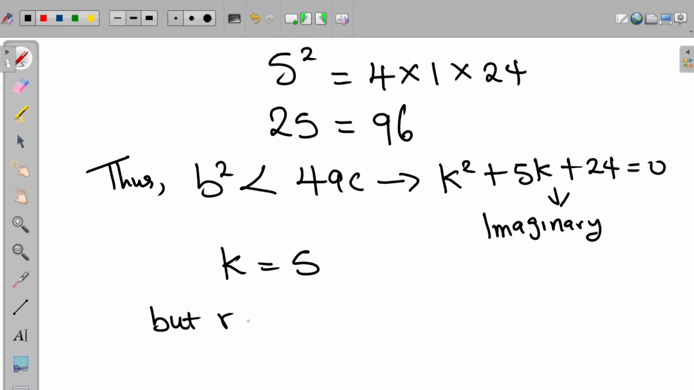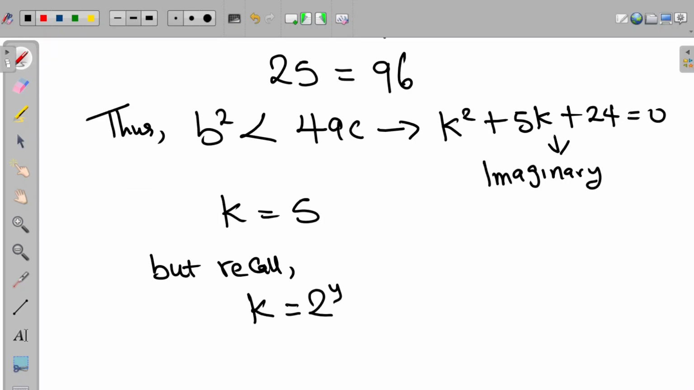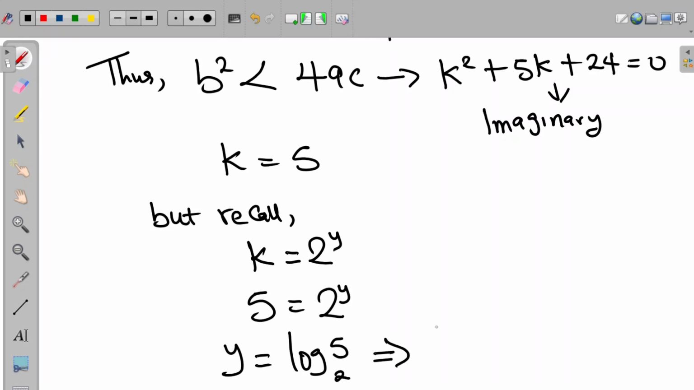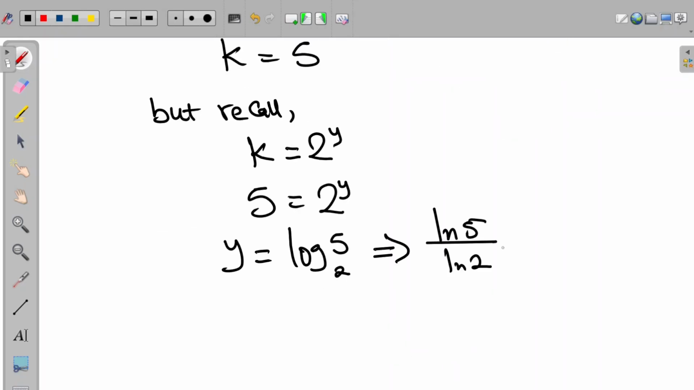But recall that k is equal to 2 to the power of y. So we have that 5 is equal to 2 to the power of y. We can have that y is equal to log 5 to the base 2, which can also be expressed as ln 5 divided by ln 2. At this point, y is equal to 2.3219.